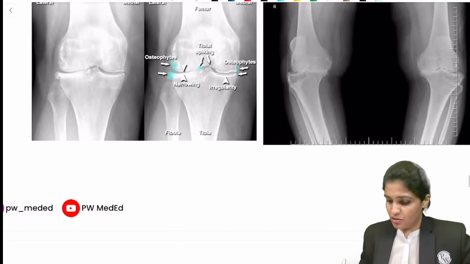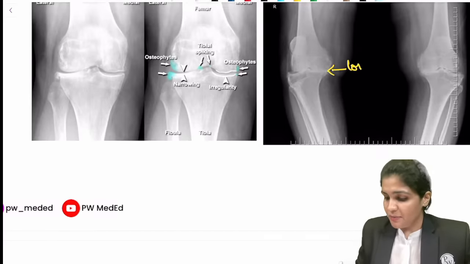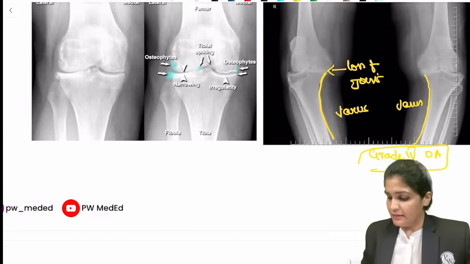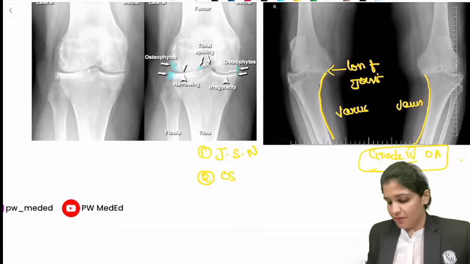Here I have given in detail, so you can see the deformity. There is a complete loss of the joint space. And this is the point where the deformities occur. If you can see, there is a varus deformity, bending. Okay, this is also a varus deformity. So this is almost a grade 4 osteoarthritis, right? So that is how you have to comment. First you will see joint space narrowing, and then you will see osteophytes, and then sclerosis. And then you will see a deformity.